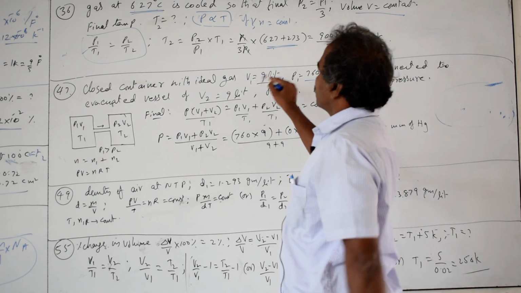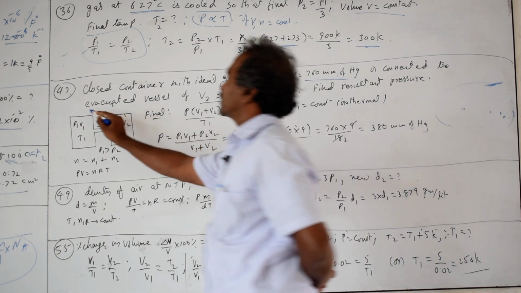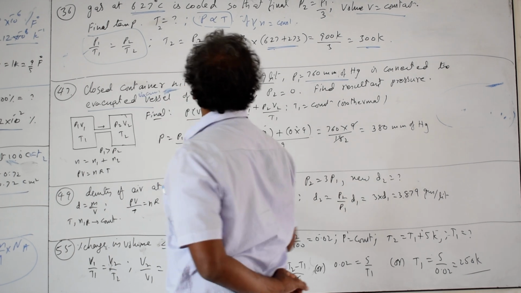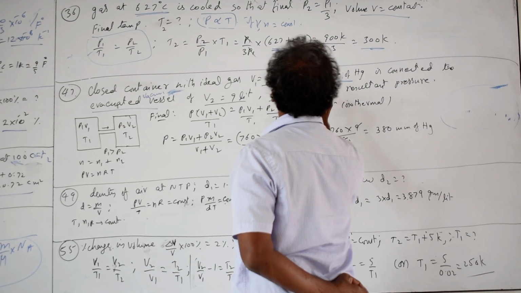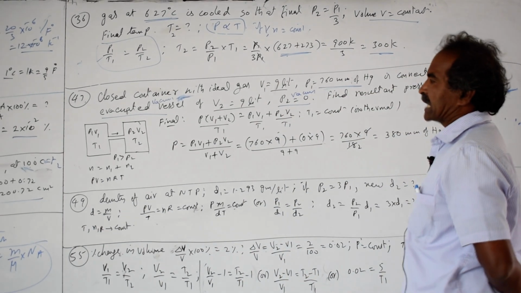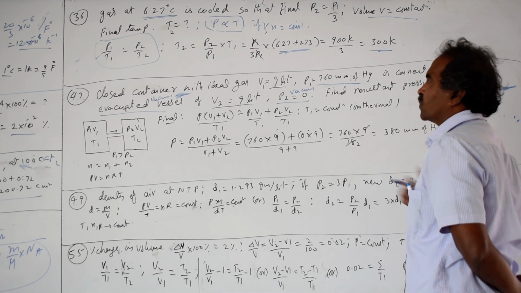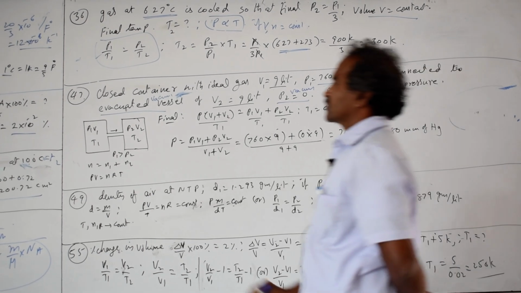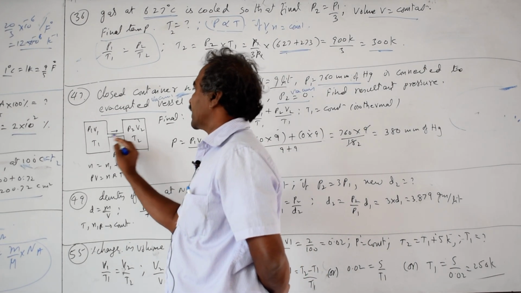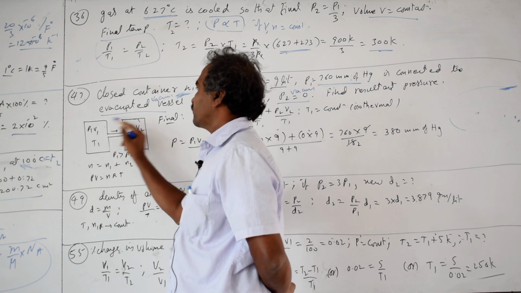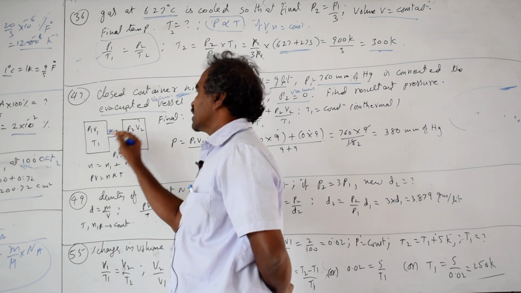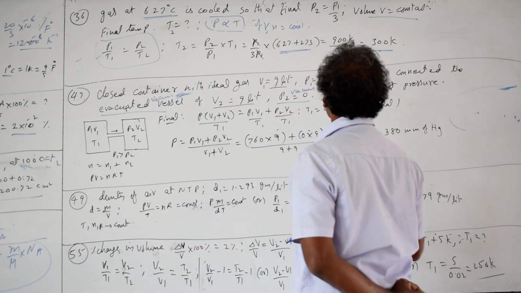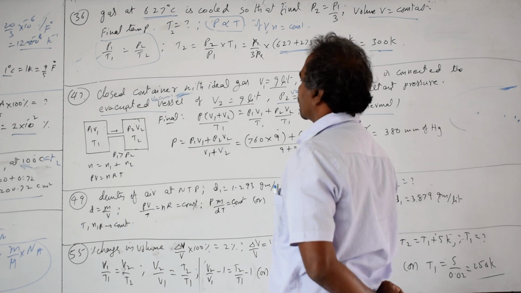The first vessel of 9 liters is connected to a second evacuated vessel. Evacuated means vacuum. Vacuum pressure is 0, that means P2 equals 0. Gases and fluids always flow from high pressure to low pressure irrespective of other conditions. Find the resultant pressure. The connecting capillary tube is negligible, so neglect its volume. So the gas finally occupies both vessels, and the total volume is V1 plus V2. Temperature not mentioned means take it as constant, an isothermal condition, T1 equals T2, same temperatures.